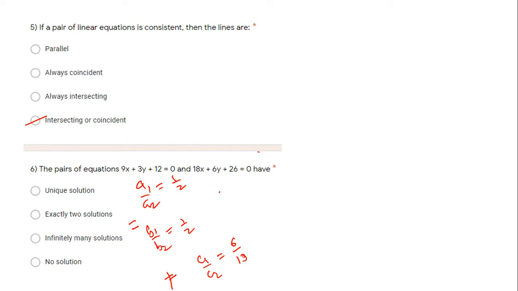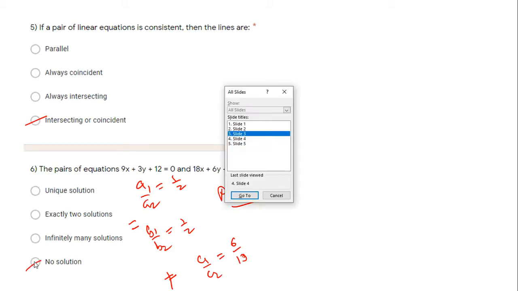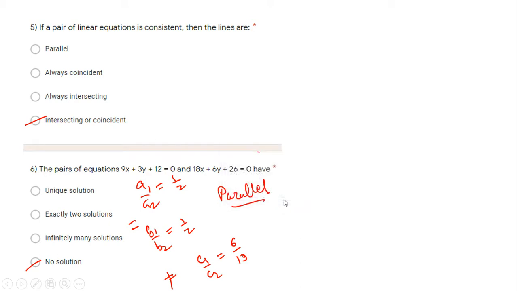This is actually parallel lines. Parallel lines have no solution. Okay, parallel lines don't have a solution. So this is the answer, 6 is the answer. Now I have to make some slides. One minute.